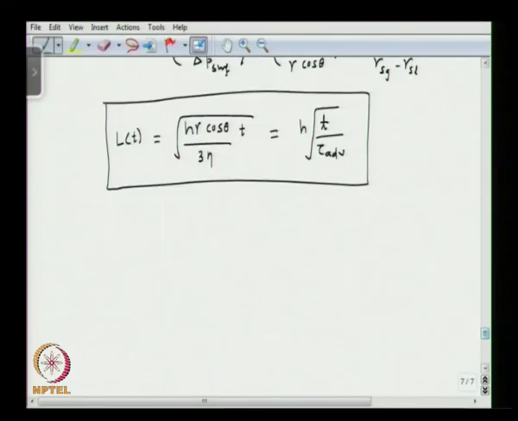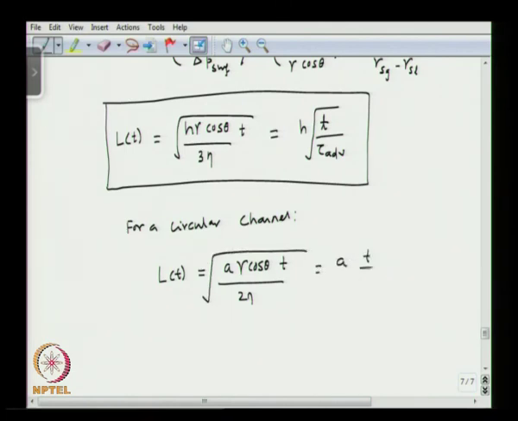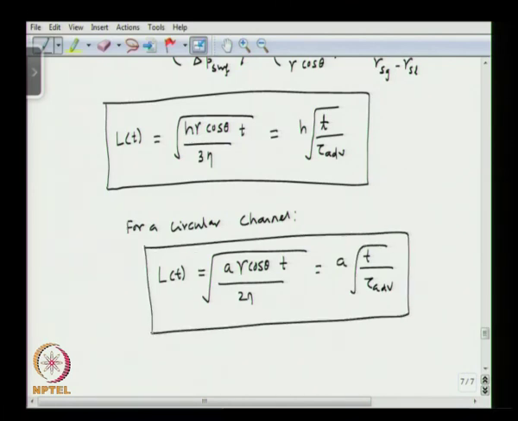So, in the case of a horizontal channel, if you have capillary flow, the pumping is going to depend, or the L(t) is going to depend, as the square root of t. For a circular channel, you can write L(t) as the square root of A gamma cos theta times t divided by 2 eta, which is A times the square root of t over tau advance. Okay. So, with that, let us stop here.